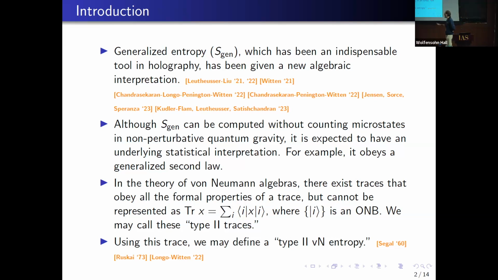So I've introduced type 2 von Neumann entropy, and I've also discussed generalized entropy, both of which behave like entropies but don't have a manifest direct state counting interpretation. So it's perhaps not surprising, in fact, that generalized entropy is in fact a type 2 von Neumann entropy, and this was one of the essential results of the works discussed here.